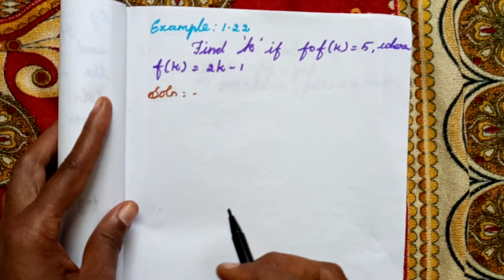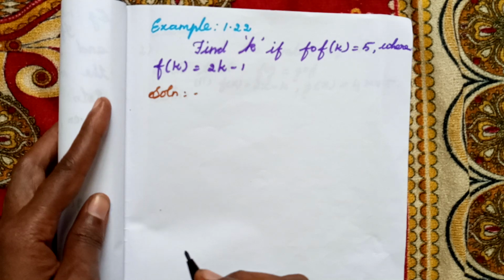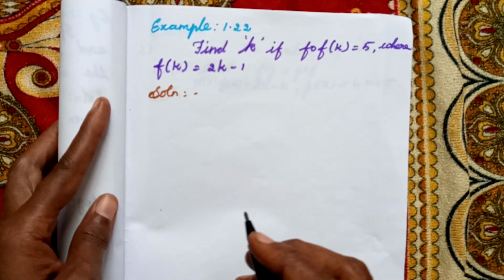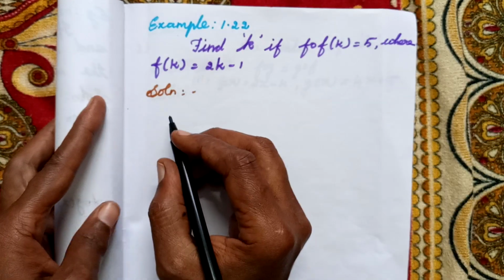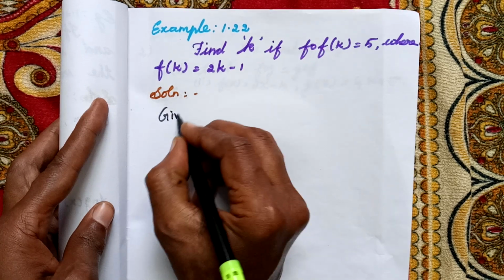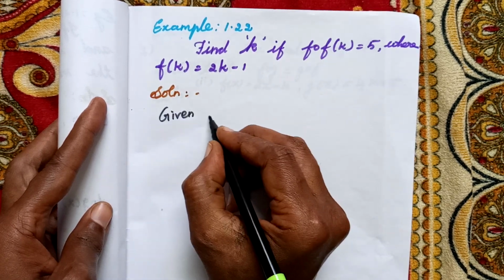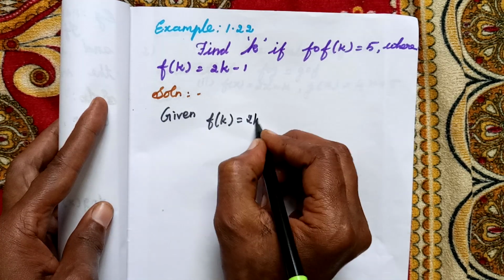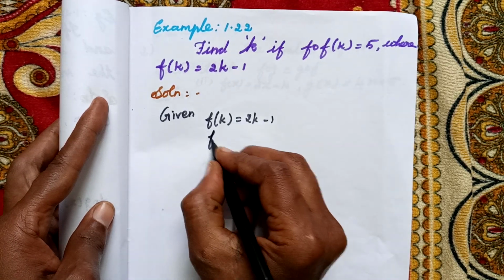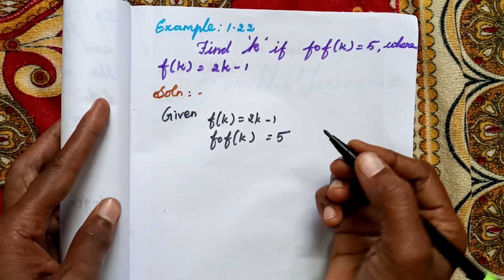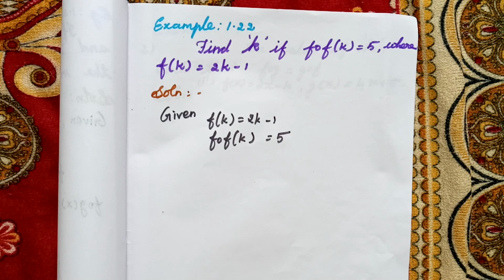Now I am going to explain example 1.22. Find k. What is given? f composite f of k is equal to 5. Given f of k is equal to 2k minus 1.